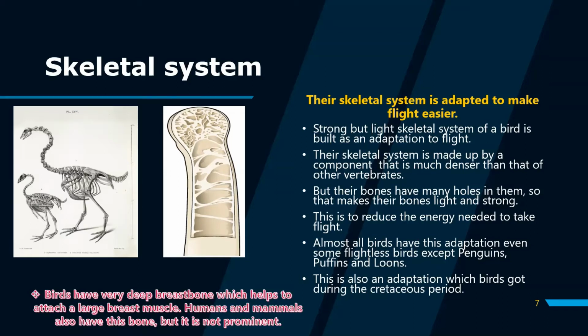But recent research has found that the components of the bones in a bird are much denser than that of a mammal, so it makes their bones stronger too, and yes, it won't make it brittle, even though they have holes inside them. Almost every bird has this feature, except some birds like penguins, puffins, and loons.